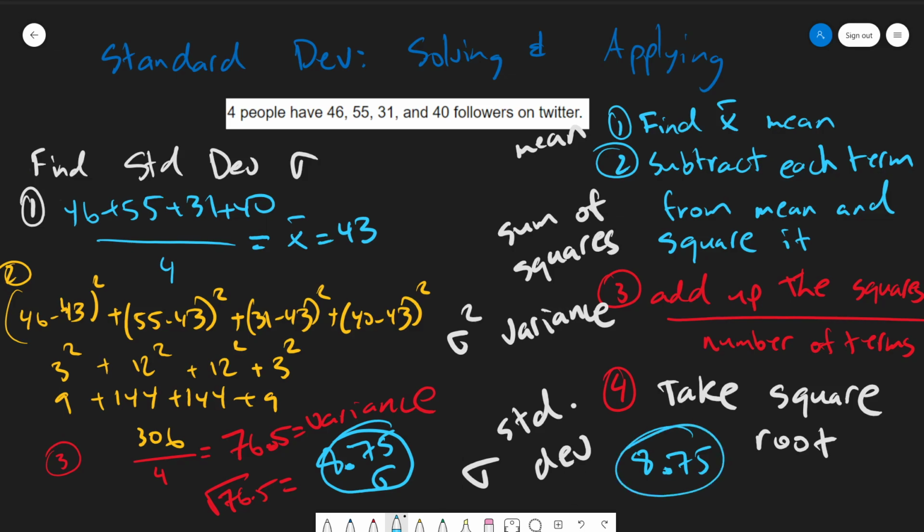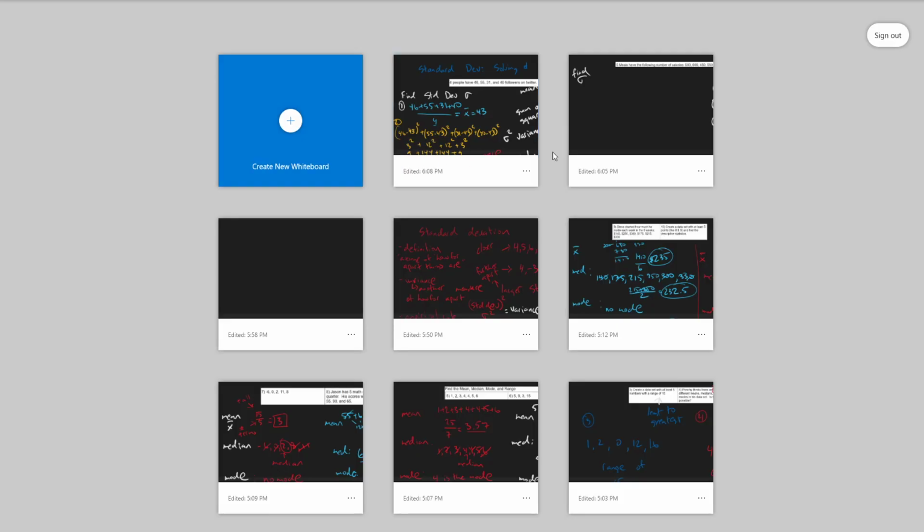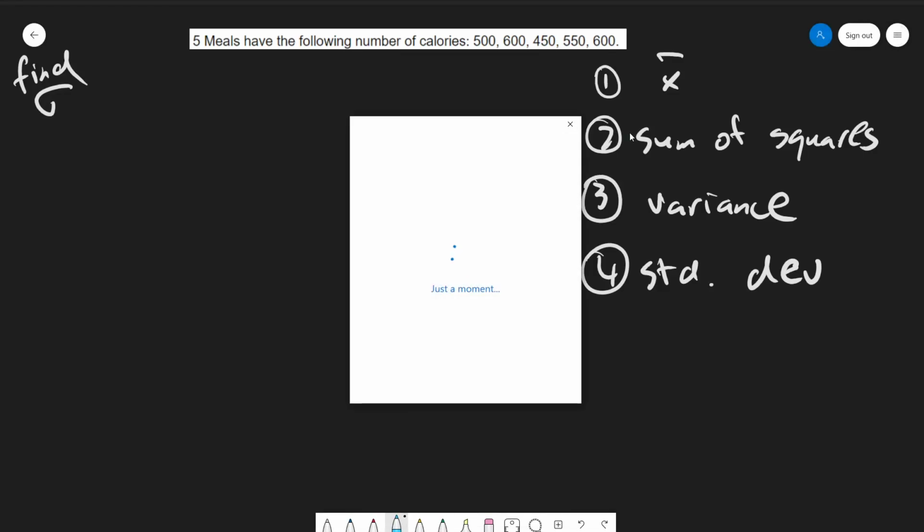We added them all up and divided it to get the mean. Then we figured out how far away each term is from that mean and took it to the power of 2. We added those up and divided it by how many terms there were again. That gave us the variance. Then we take a square root and we get our standard deviation. I know it's a long process. Now we're going to try it again just to build some repetition.